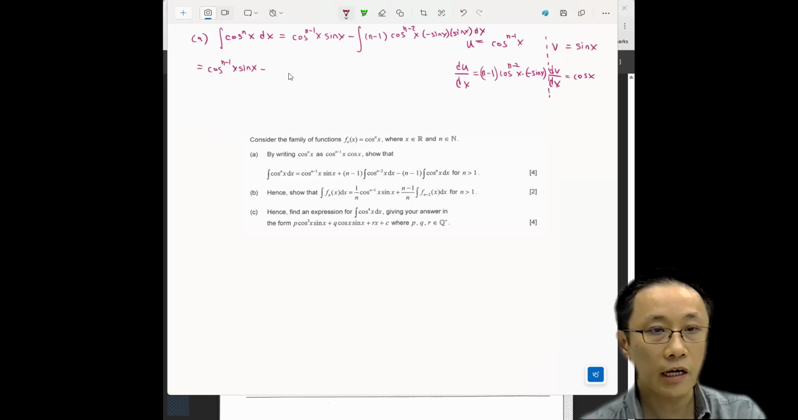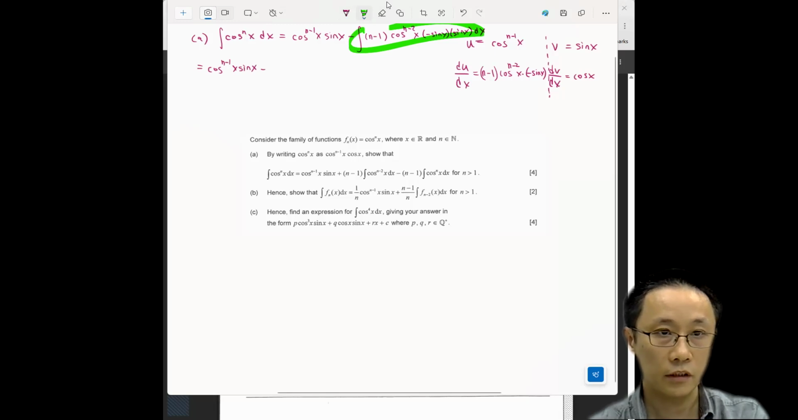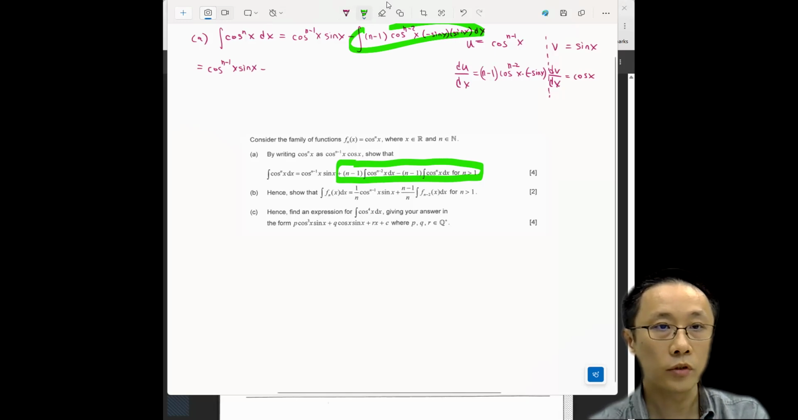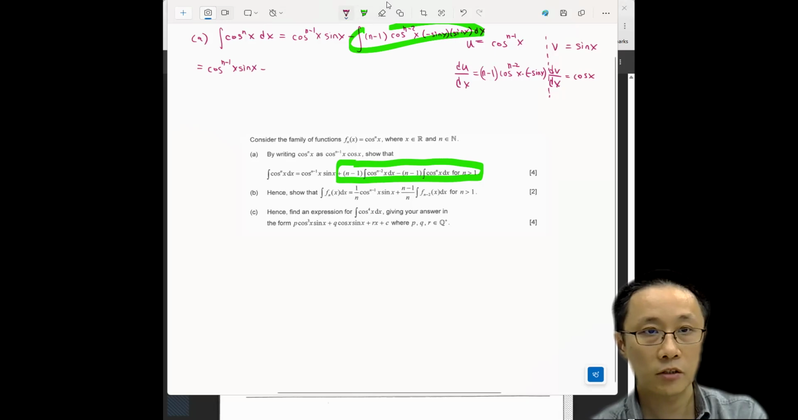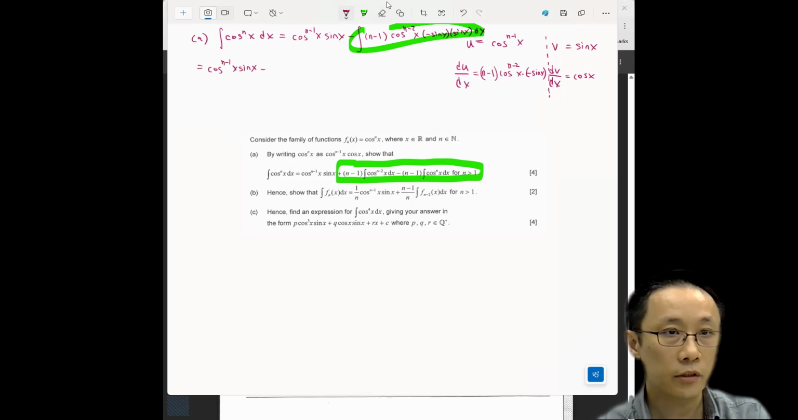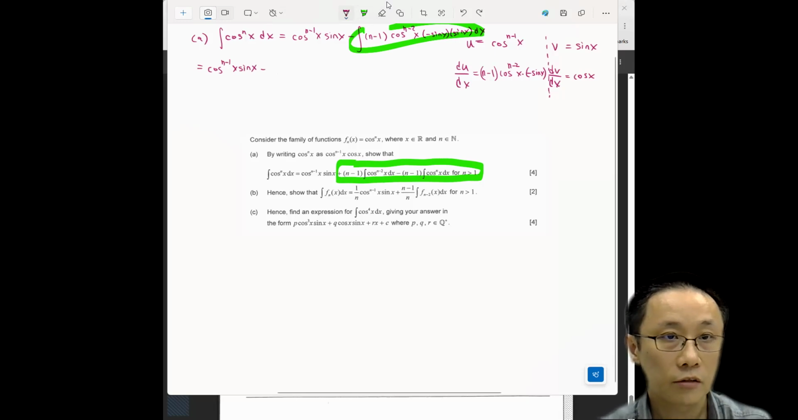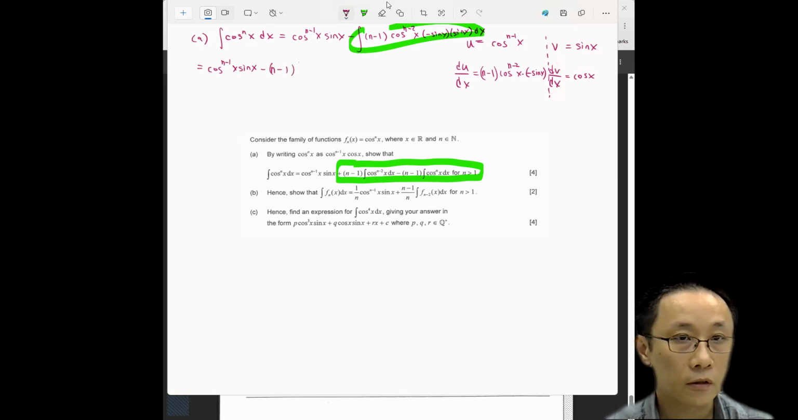Now, students would have to figure out how to rewrite the back part in a way that's the same as this. So the n minus 1 seems to be in place. There's no sine square anymore in the final form, so most likely we have to use sine square plus cos square equals to 1 somewhere. We can move this n minus 1 outside the integral first, I think. Cos n minus 2 x.